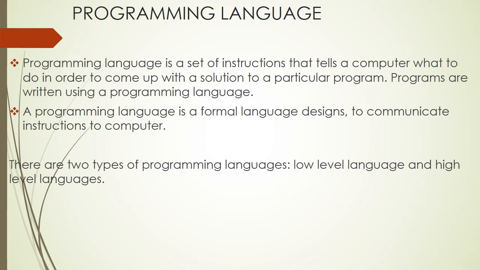Programming language is a set of instructions that tells a computer what to do in order to come up with a solution to a particular problem. Programs are written using a programming language. Those programs might be code, which represents binary codes, which are 1 and 0. We normally use them to provide an appropriate output with significant function. So we will be able to design games and images with the help of those programming languages.